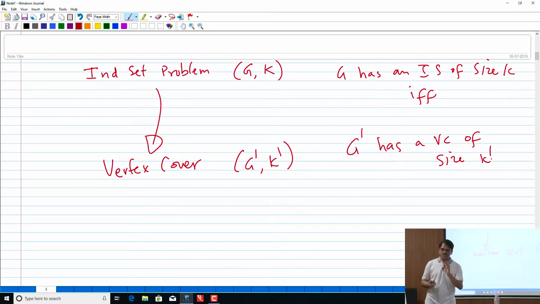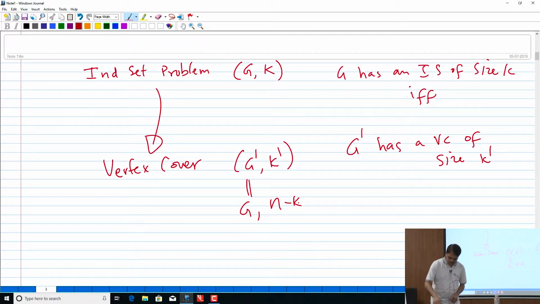G prime is G, okay, good. And K prime is N minus K, where N is the number of vertices in G. This is a very standard simple reduction for an independent set. Now, this reduction already satisfies the running time, it is only polynomial time. You are even allowed FPT time, which is nice.